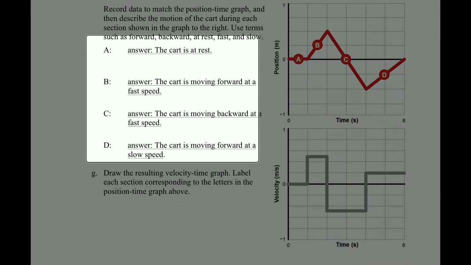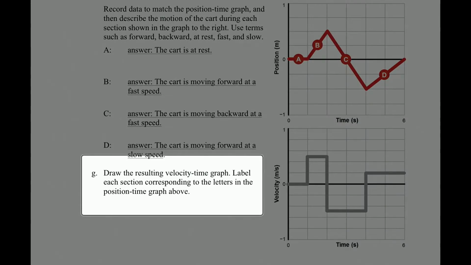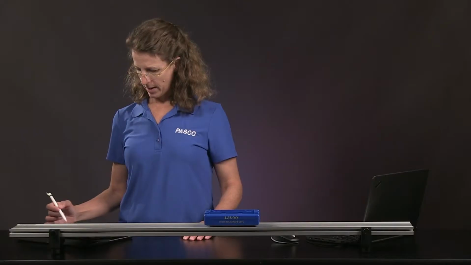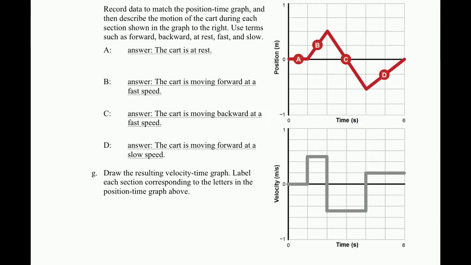In Part G, students will draw the velocity time graph for their motion. I'm drawing it over the teacher key so you can see that it might not match exactly.